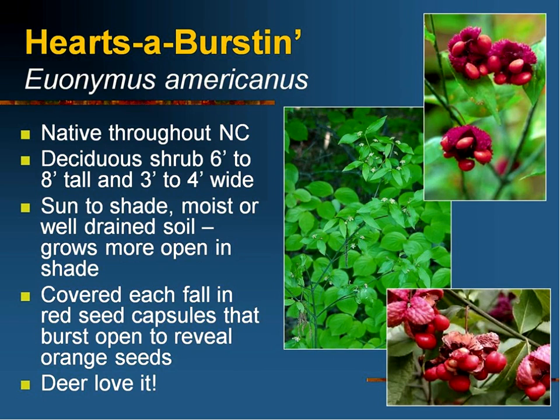The next shrub is not quite as familiar as some of the ones we've been talking about so far. It's called Hearts-a-Bursting, or sometimes called Strawberry Bush. It is a native Euonymus. So there's a lot of Asian Euonymus that we grow in landscapes, but this one is actually native. Unfortunately, like all Euonymus, deer love it. So that is something to be aware of with this plant specifically. In fact, it's used as an indicator species for deer populations in woodland areas. If there's a lot of Euonymus americanus growing, we know the deer populations are fairly low.